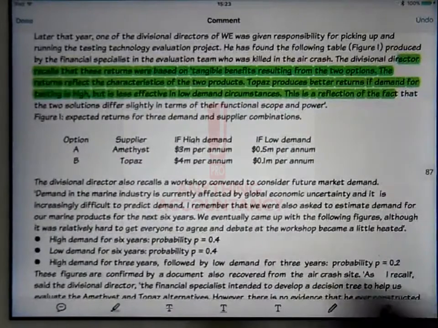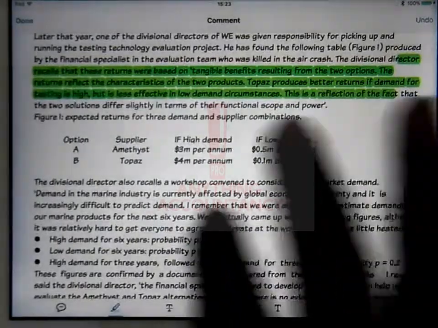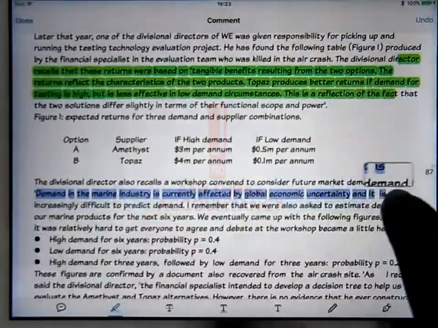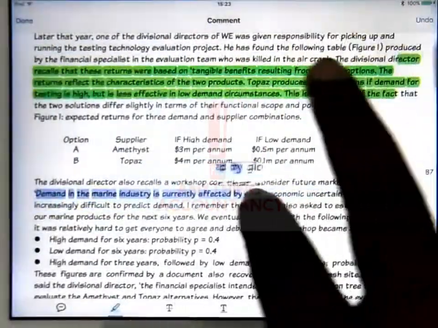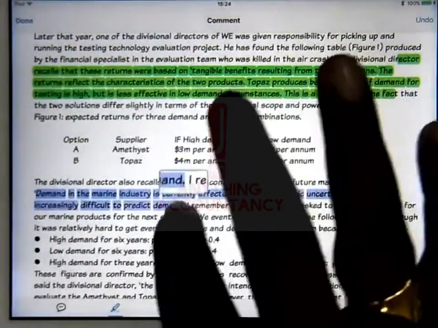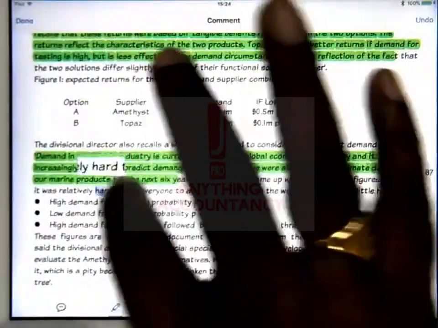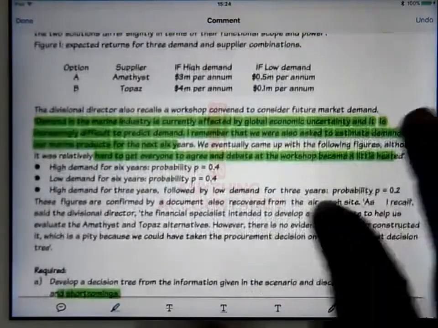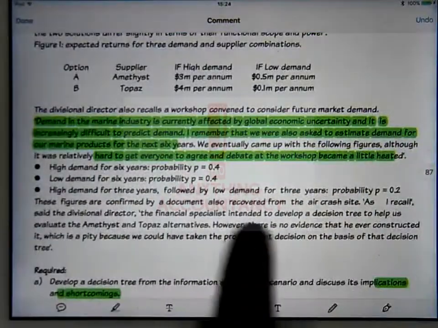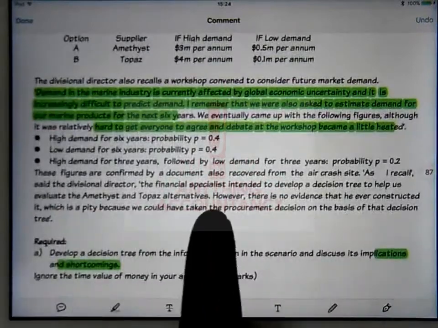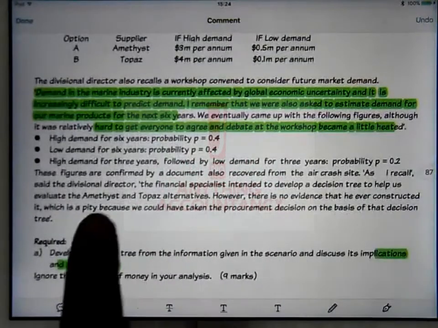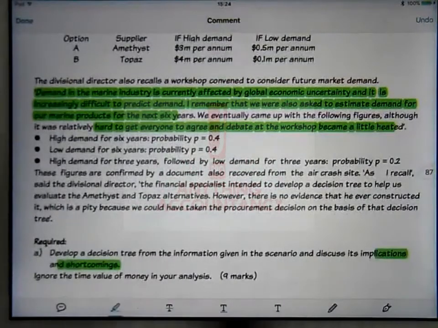The divisional director recalls a workshop convened to consider future market demand. Demand for the marine industry is increasingly of global uncertainty. It's difficult to predict. Remember, we also had a demand for 6 years. We actually came out with the figures after we had a heated, hard argument on this one. Okay, now, high demand for 6 years, low demand for 6 years, high demand for 3 years, followed by low demand for 3 years. This figure is confirmed by the document also recorded.